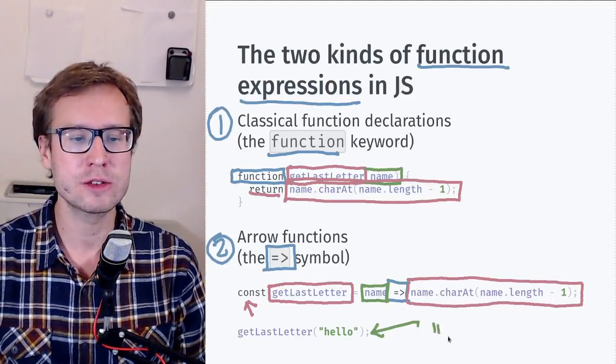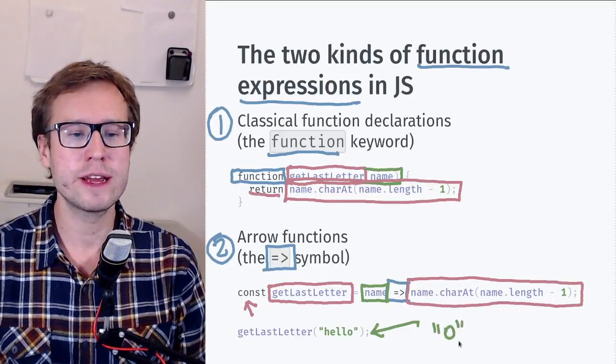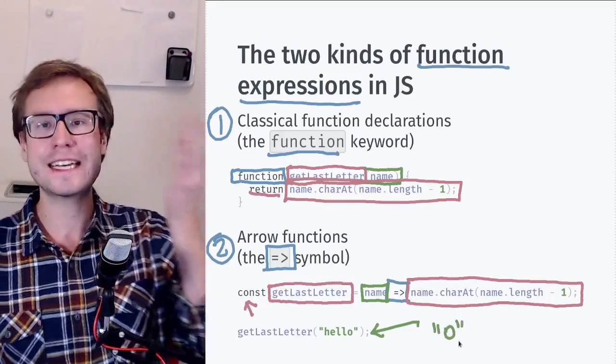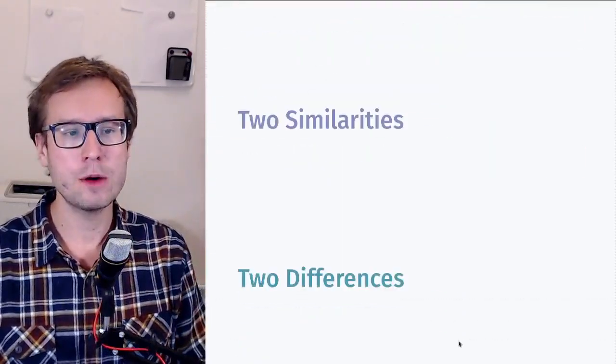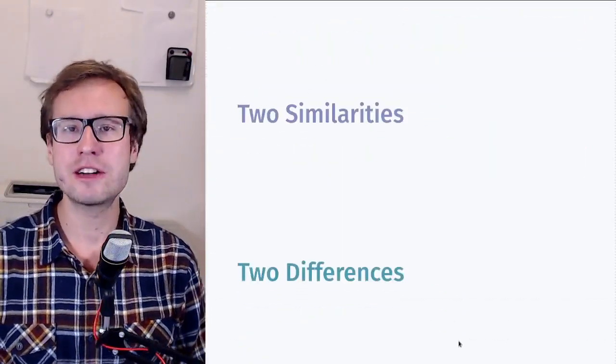What am I going to get as a result? I'm going to get a string which is the last letter, which is O. So that's pretty straightforward. Now, let's go deeper. Okay, 2 similarities and 2 differences.